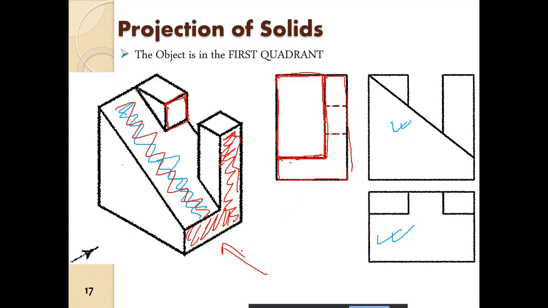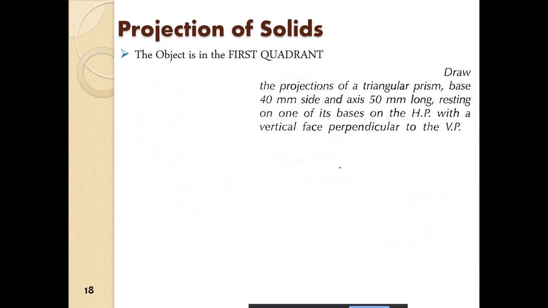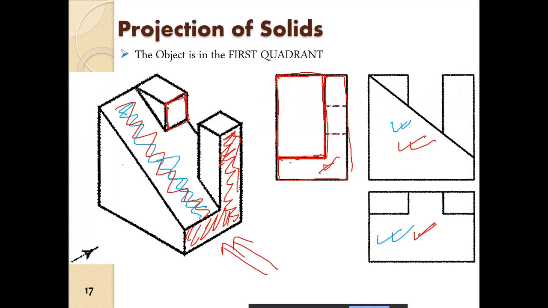Okay, so this is the side view. This is the front view, and this is the top view, and this is the side view. So this is one aspect of the problem. You may be given this kind of object and you have to draw the top view and front view, and if given, also the side view.